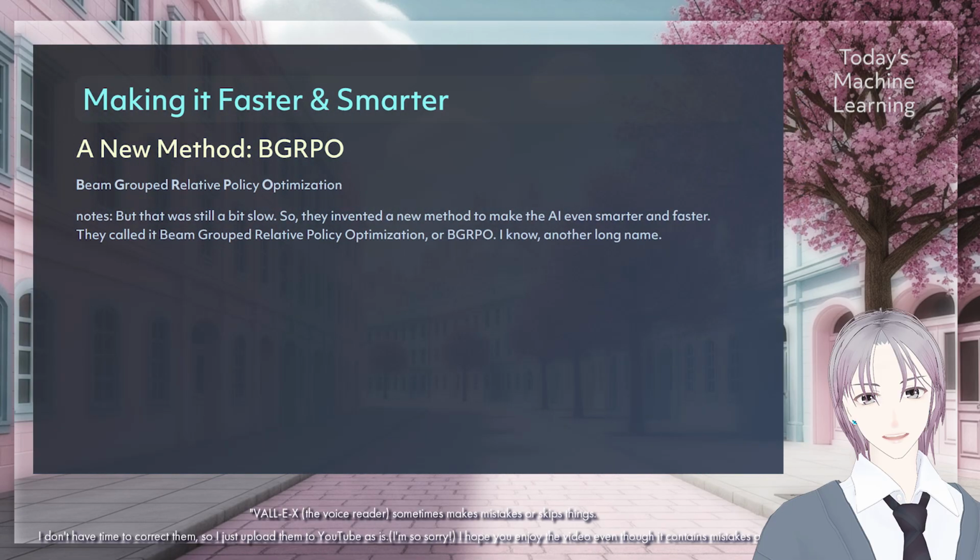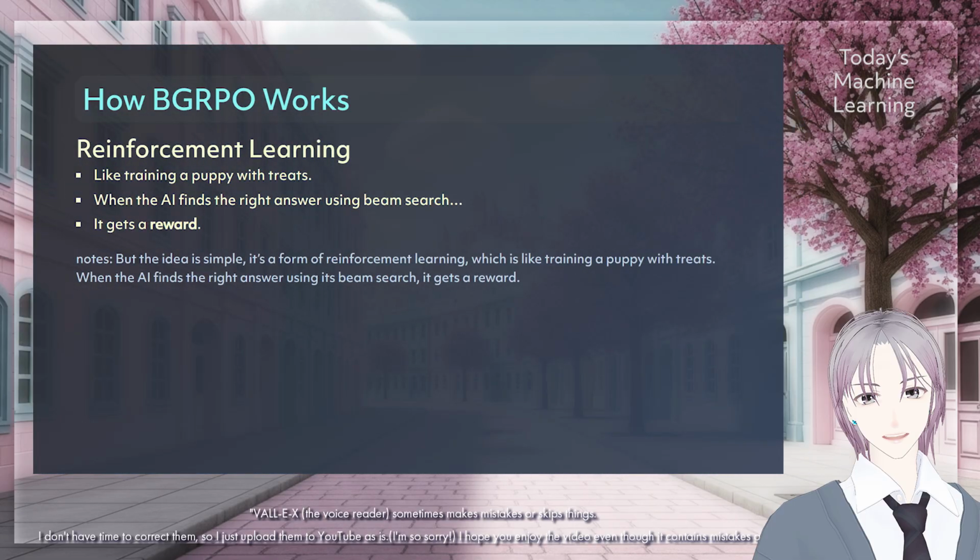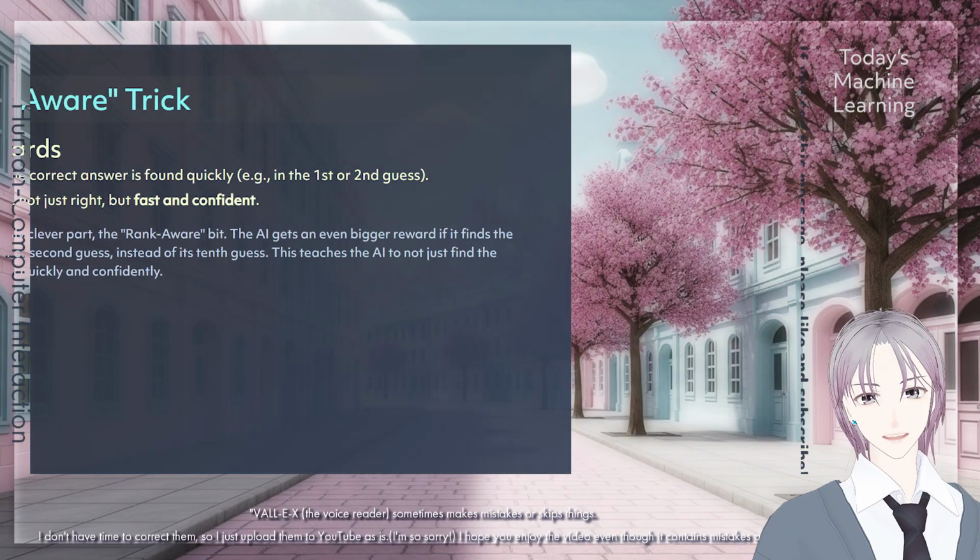So, they invented a new method to make the AI even smarter and faster. They called it Beam Grouped Relative Policy Optimization, or BGRPO. I know, another long name, but the idea is simple. It's a form of reinforcement learning, which is like training a puppy with treats. When the AI finds the right answer using its beam search, it gets a reward.